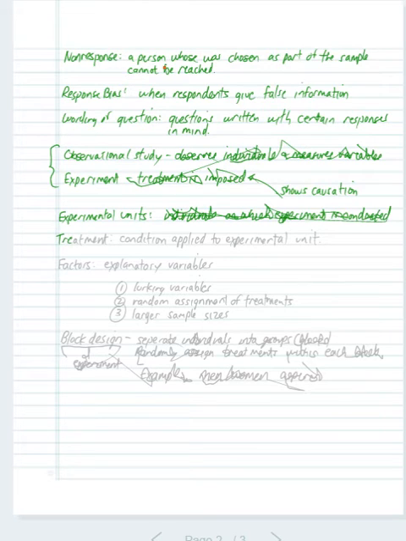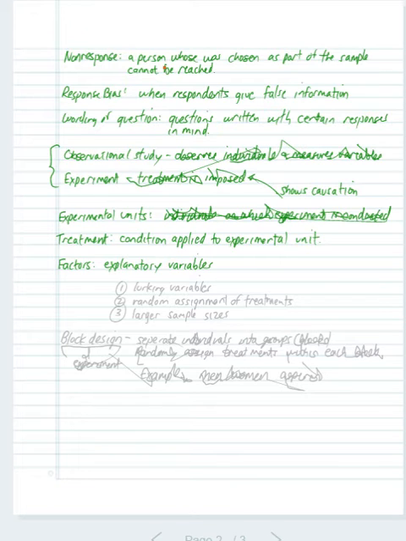Now the treatment is the condition applied to the experimental unit. Or I guess we could say the condition imposed on the experimental unit. And then the factors, well, those would be the explanatory variables. And sometimes there's only one explanatory variable, and sometimes there are many explanatory variables, so you can have more than one factor in an experiment.